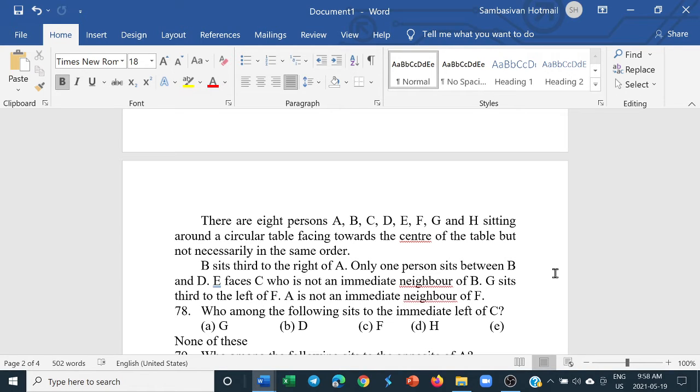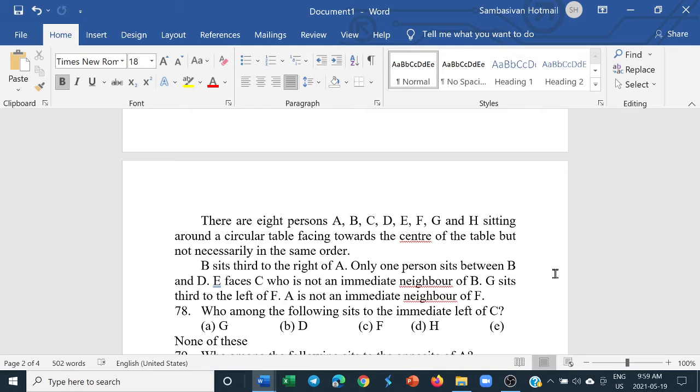Like A and B. Only one person sits between B and D. In one picture, we can put D here, or to his left. In another picture, we can put him to your right also. Then E faces C, who is not an immediate neighbor of B. E faces C.